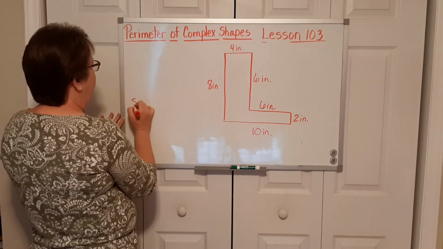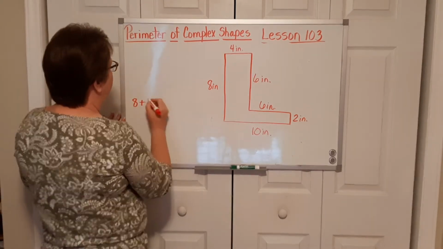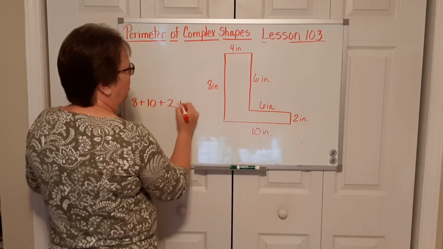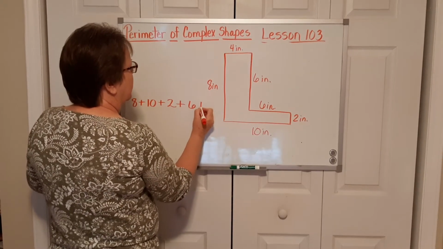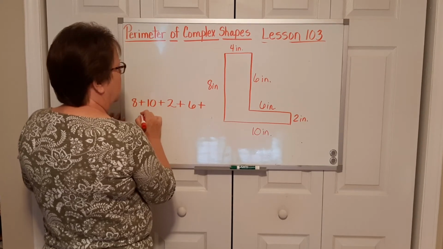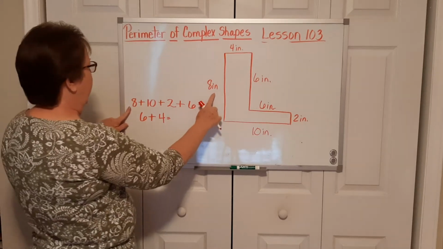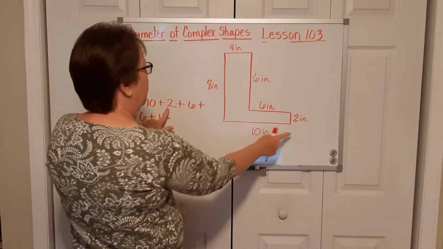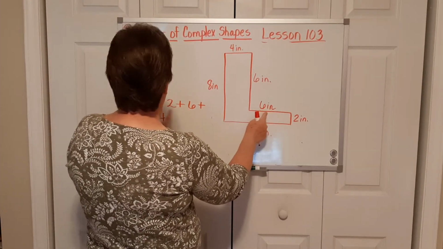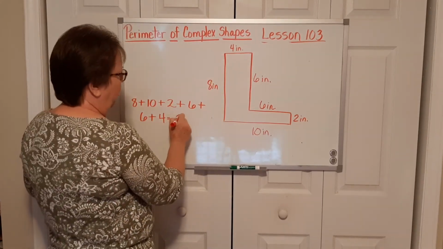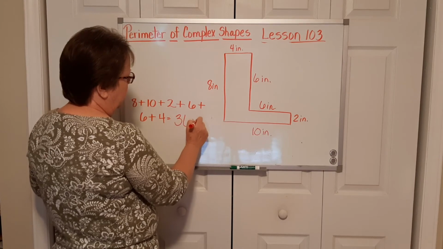Let's start with our 8 plus our 10 plus 2 plus 6 plus 6 plus 4. Make sure we didn't miss any. 8 plus 10 plus 2 plus 6 plus 6 plus 4. And if you add those numbers correctly, you will get 36 inches.